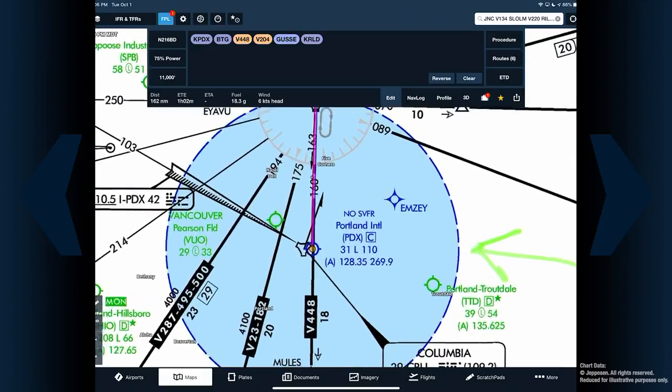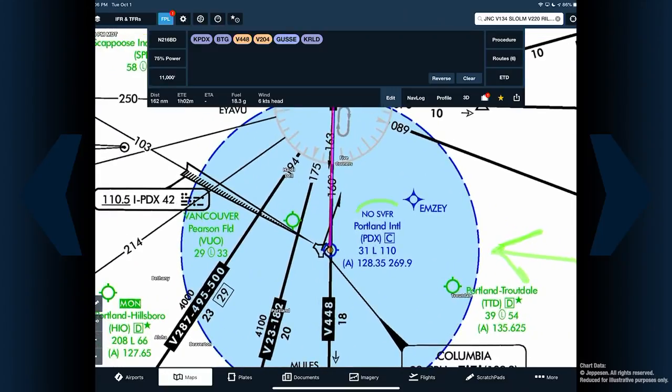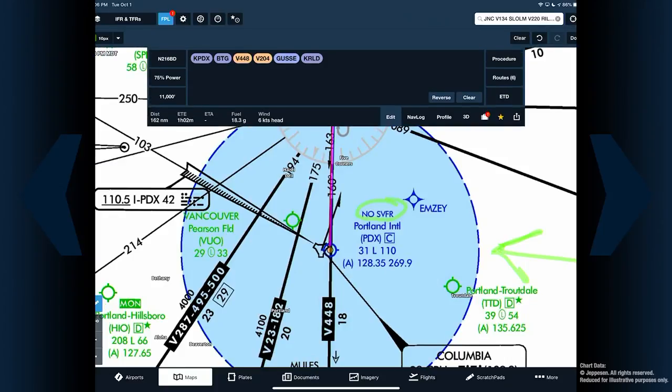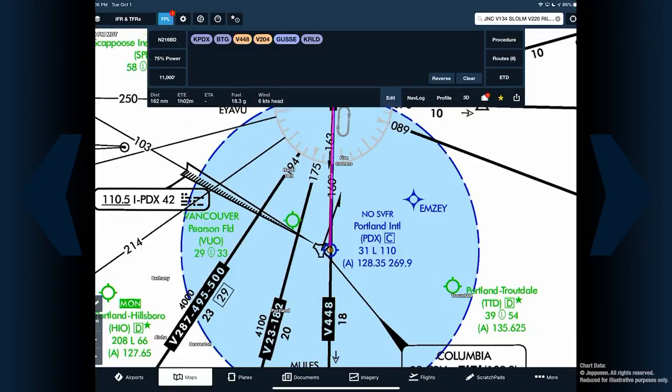And if we actually look at Portland itself, you can see a couple things. No special VFR, so no fixed wing Part 91 special VFR operations are allowed. The name of the airport, Portland International.